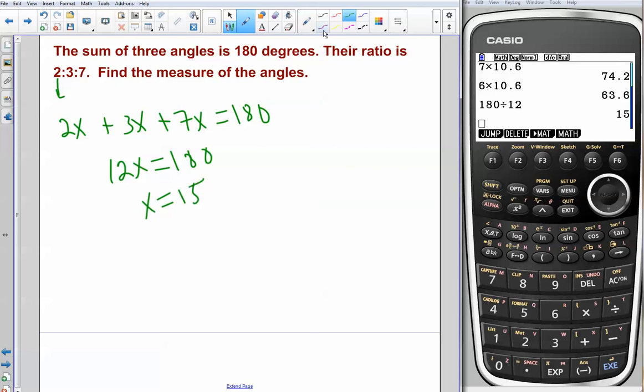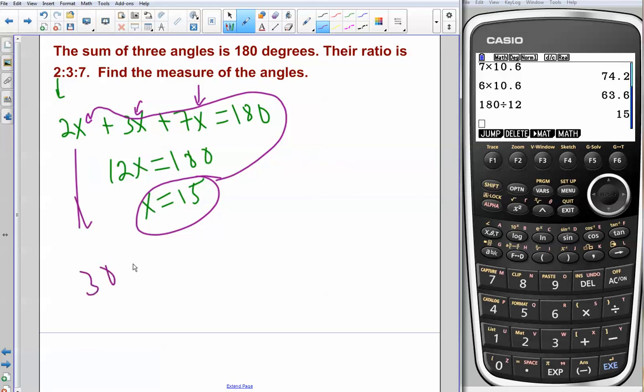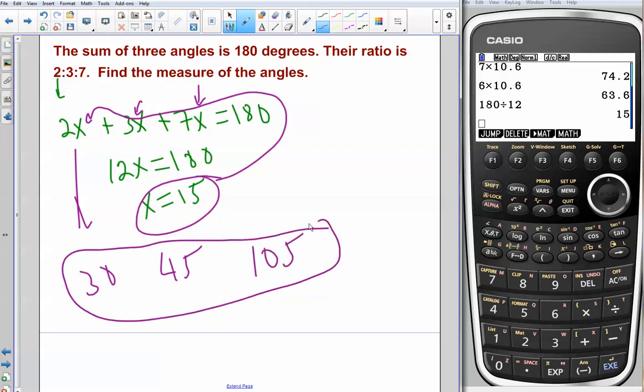All right. I take that 15 and plug it in to find my geometry answers. So I know that's going to be 30. That one is going to be 45. And this one is going to be left over from 75, so 105. And I could throw it in the calculator and find out. There's my three angles right there.